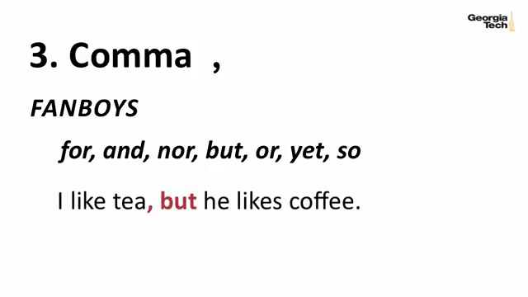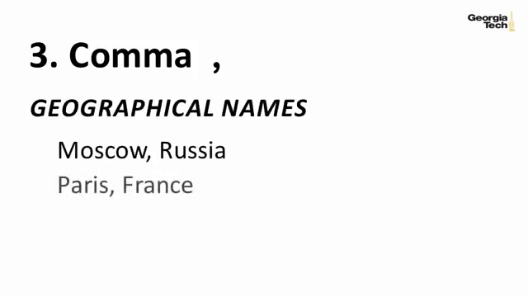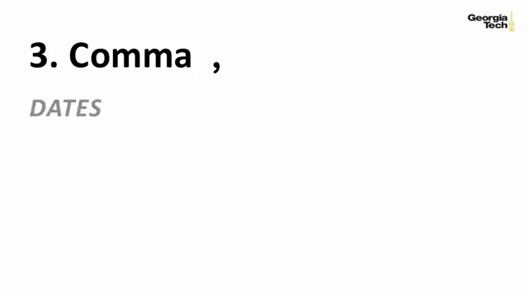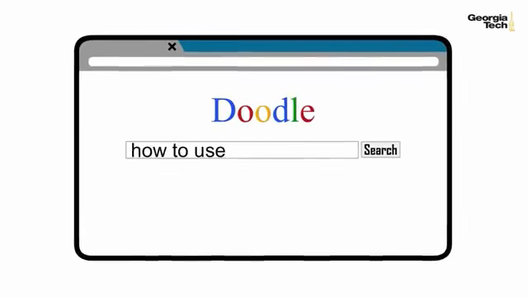Also, use commas with fanboys: for, and, nor, but, or, yet, and so, when you use these words to connect 2 sentences. Next, a list is where you would need commas. Look at how I wrote all of the fanboys. I had to put a comma in between all of them because they are a series or a list of things. You also use commas to set off all geographical names like Moscow, Russia, or Paris, France, or for items in dates except the month and day, like October 10th, 2011, and for titles in names such as Philip Hollingsworth, MD. This is just basic information about commas, but you can find more information all over the internet on this topic.